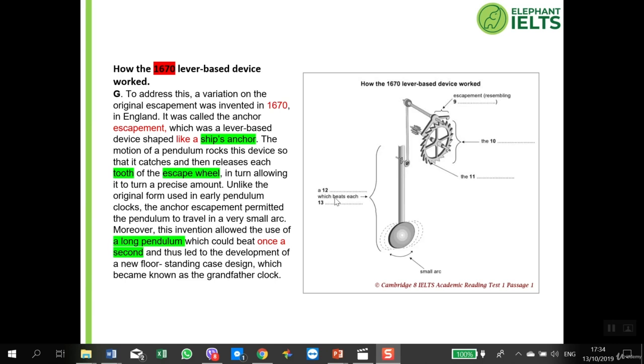The arrow in number 12 is pointing to this long part of the clock. And there are keywords to help me, which beats each something. So I look further down in the paragraph and I find the words which describe that long piece. And it's called a long pendulum, which beats once a second. Once a second is a synonym for which beats each second. So I know this is the answer for number 13 as well.